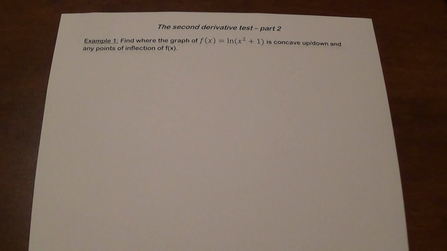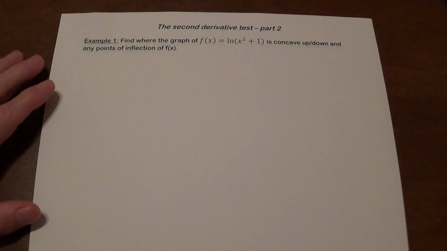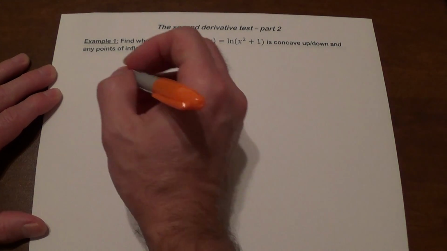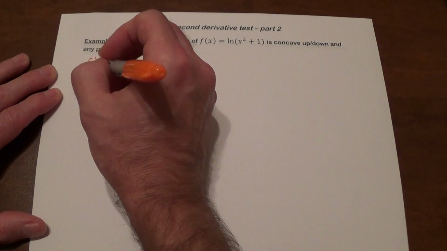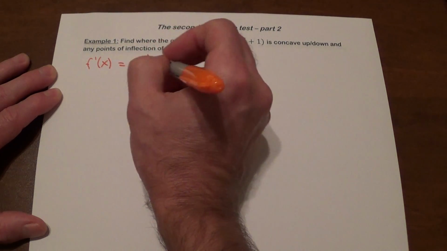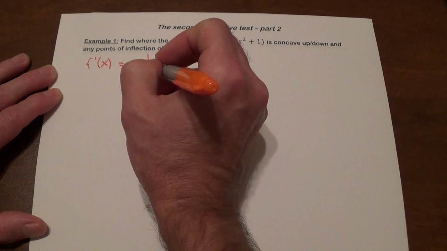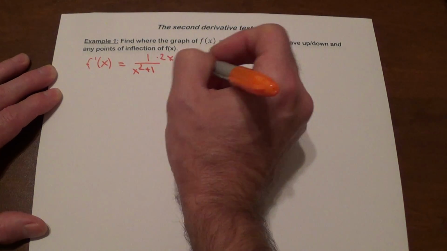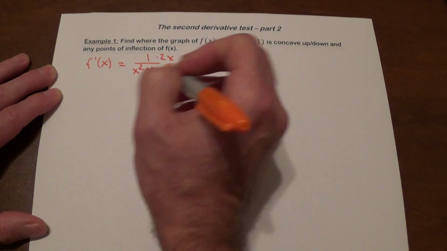Alright, we have this function f of x equals ln of x squared plus 1. We want to find where it's concave up or down. We need points of inflection. So first thing, of course, is to find the first derivative, which is 1 over x squared plus 1 times 2x, which is 2x over x squared plus 1.